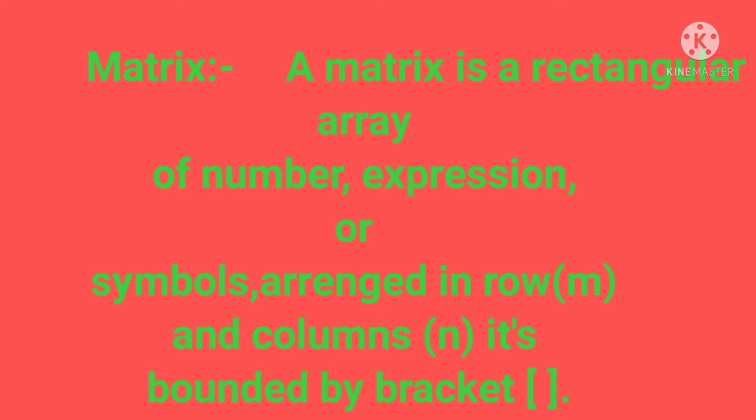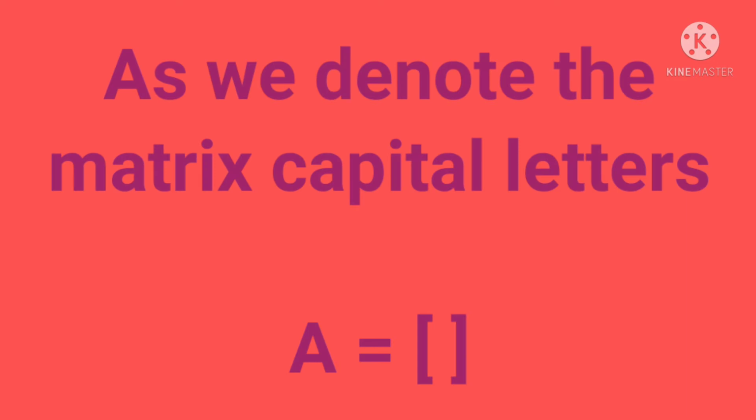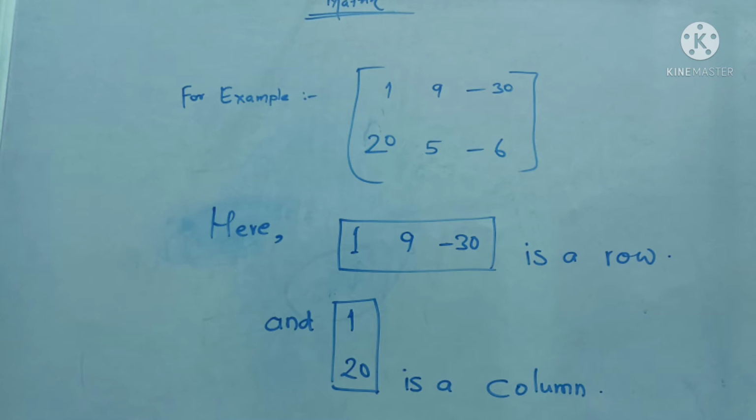Before starting, I want to give an introduction about the matrix. A matrix is a rectangular array of numbers, expressions or symbols arranged in rows and columns. This matrix is bounded with brackets, and we can say m into n or m by n matrix, where the numbers in a matrix are called elements. We denote the matrix by a capital letter A. Here is some example of a matrix.